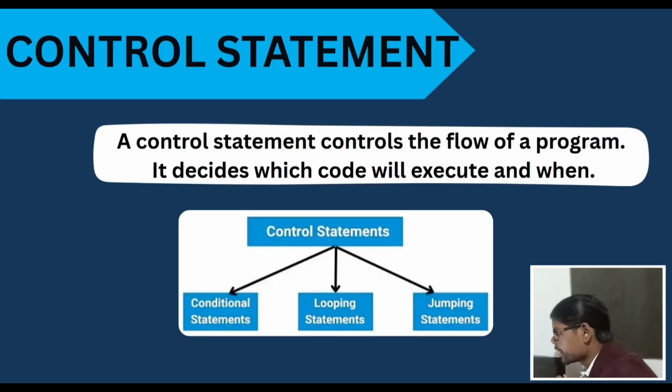First, control statement. A control statement controls the flow of the program. It decides which part of the program runs, which does not run, and when it runs. There are three types: first, conditional statement; second, looping statement; and third, jumping statement.